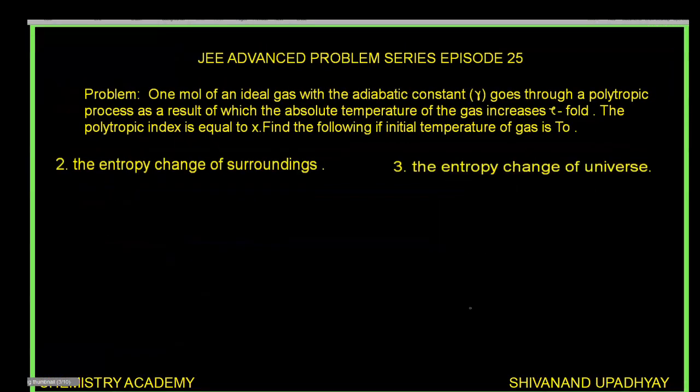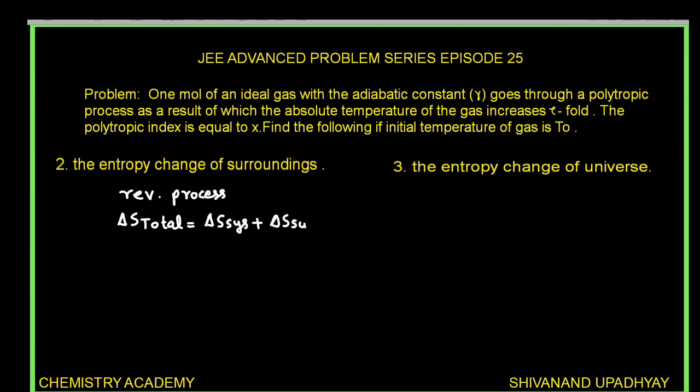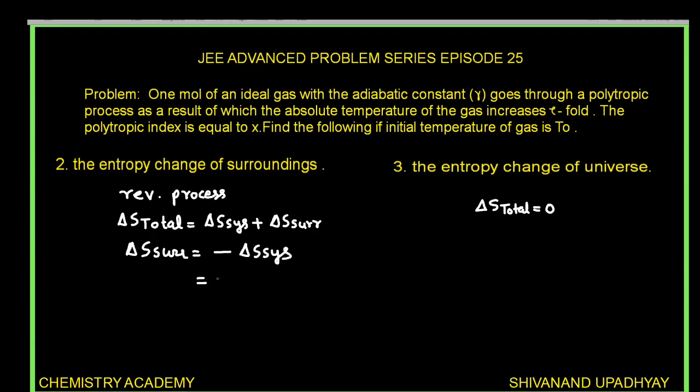Now, in the same way I can calculate the entropy change of the surrounding. Since it is a reversible process, we know that there is no change in entropy of the universe, right? So delta S total is going to be 0, and delta S total is equal to delta S system plus delta S surrounding. Since in a reversible process we can always say there is an equilibrium between system and surrounding, delta S total is equal to 0. So from there, we can write that the entropy change of the surrounding is equal to minus times the entropy change of the system.